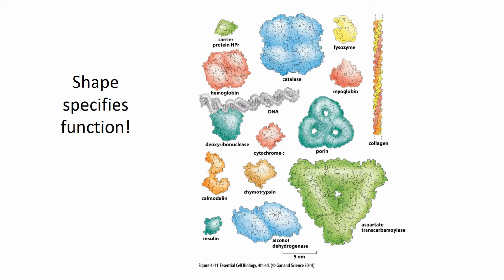Here's an illustration that shows schematics of a number of very common proteins. We can see the diversity of shapes and sizes, and if you know the functions of any of these, such as collagen or hemoglobin or any of the others, you know that their functions are very different, which reflects the fact that their shapes are different.